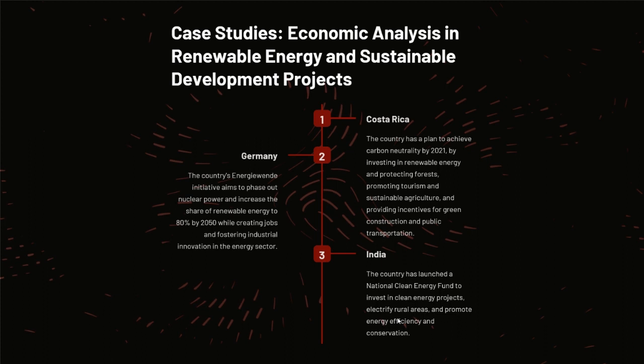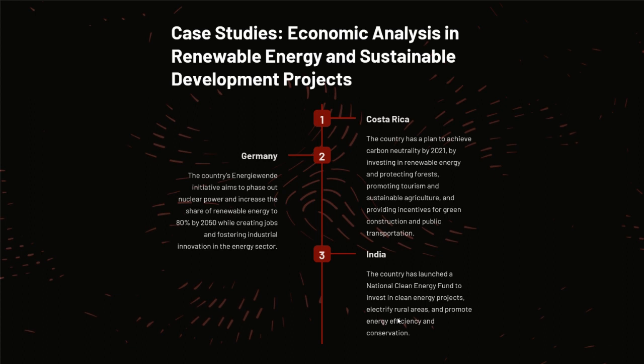The next is case studies, economic analysis in renewable energy and sustainable development projects. First one is Costa Rica. This country planned to achieve carbon neutrality by 2021, but it is not 100% possible, but it is on its way. By investing in renewable energy and protecting forests, promoting tourism and sustainable agriculture, and providing incentives for green construction and public transportation. The next country is Germany.